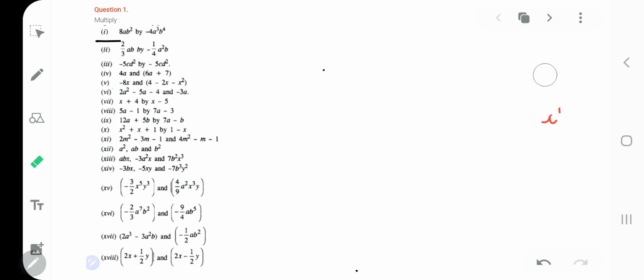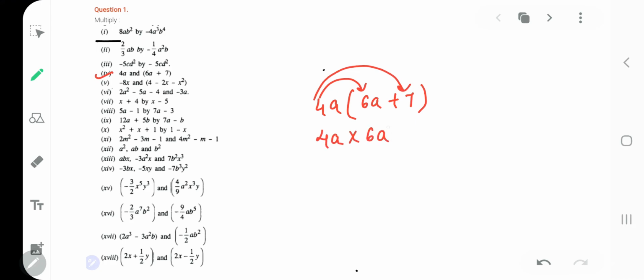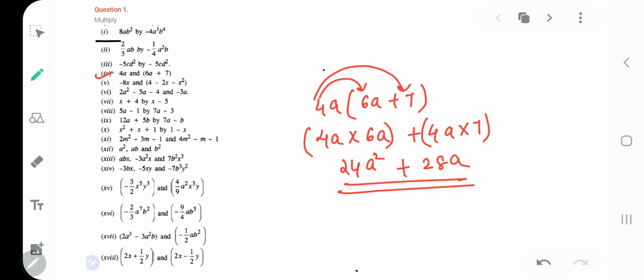Next I will take your problem number 4. I'll be doing random problems. 4a is multiplied with 6a plus 7. Now 4a will be multiplied with 6a and 4a will be multiplied with 7 also. So how will you write it? 4a into 6a plus 4a into 7. That will be 24a square, and here 28a. You will keep it as it is, because these are not like terms, so no operation will be performed on this.